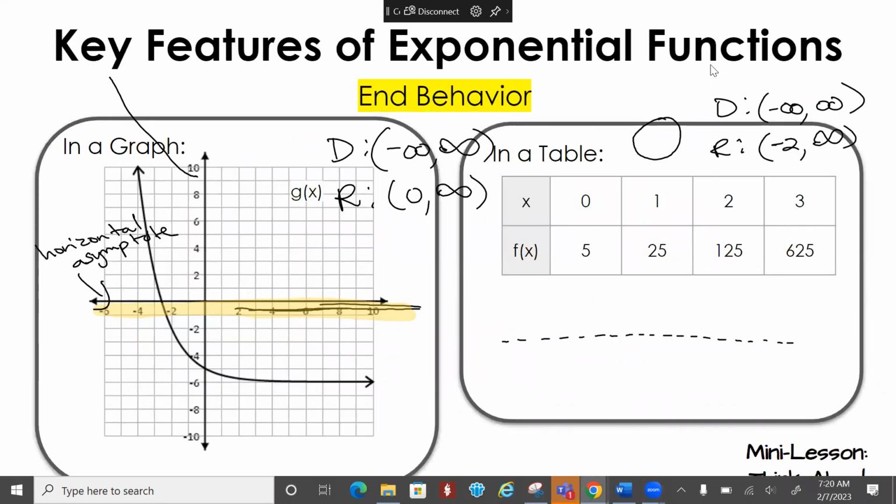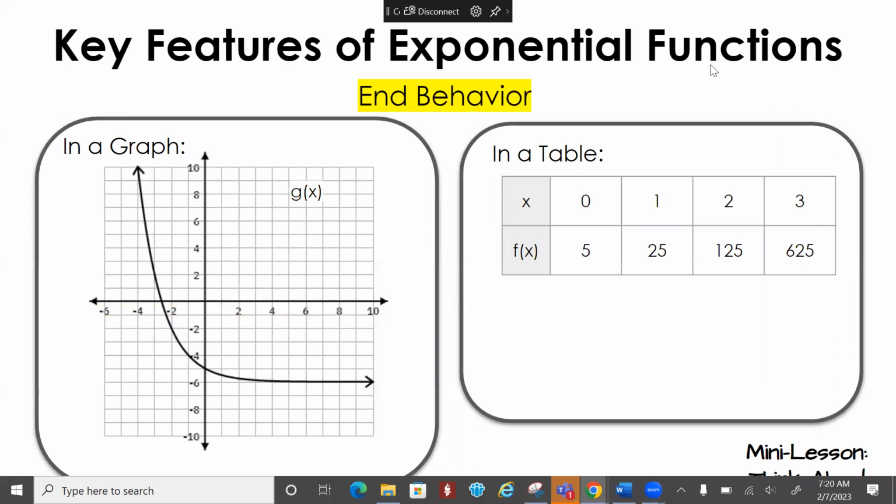Okay, so in behavior, remember, this is when you're standing at 0, 0, and I say, hey, as you look to the right, what's happening? And as you look to the left, what's happening? Okay, so as we go to the right, what is this line getting closer and closer to? So as we move to the right, what is this number getting closer and closer to?